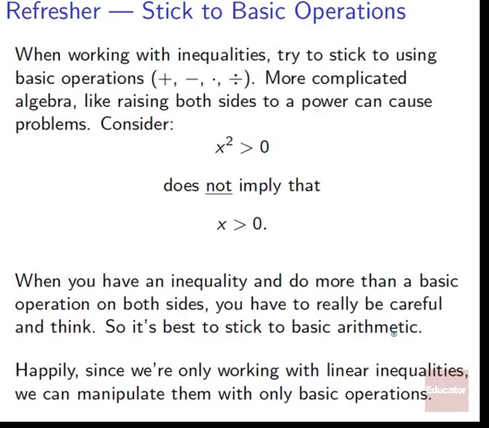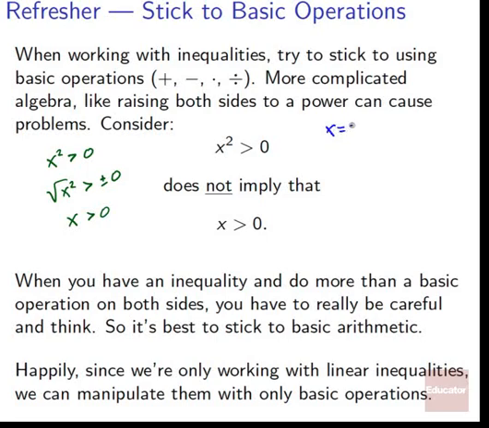Consider if you have x squared greater than 0. Now, that does not imply that x is greater than 0. We might think x squared greater than 0, so I'll take the square root of both sides. So square root of x squared is greater than plus or minus 0. Well, that's just 0, so we've got x is greater than 0, right? No, that's not true at all.